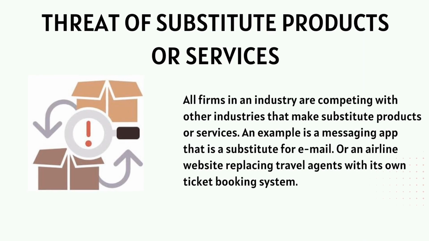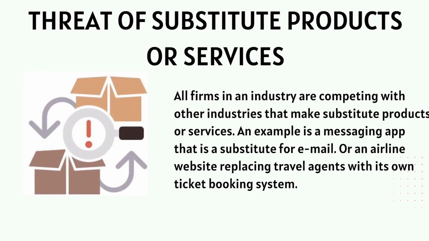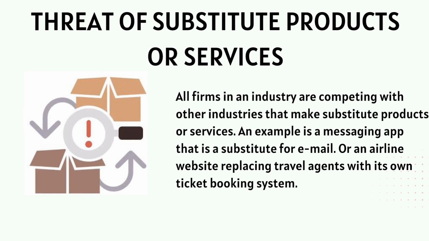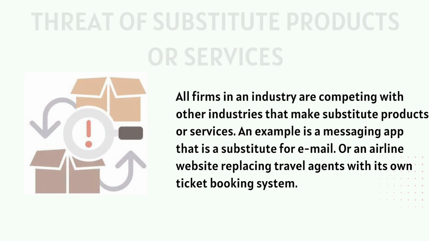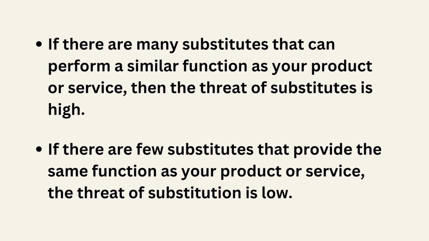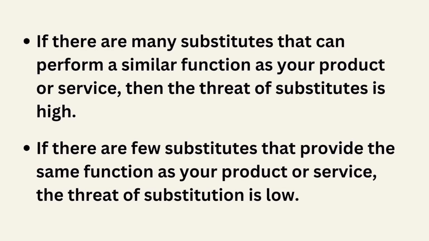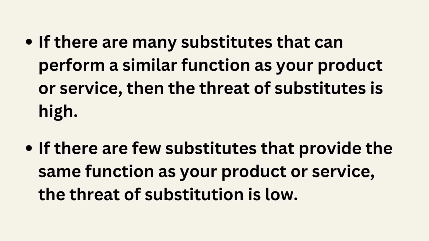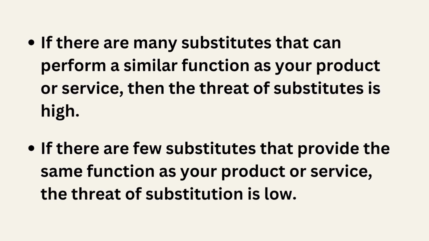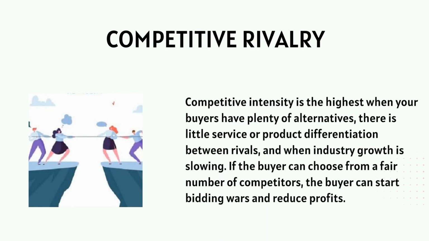Next is threat of substitute products or services. All firms in an industry are competing with other industries that make substitute products or services. An example is a messaging app that is a substitute for email, or an airline website replacing travel agents with its own ticket booking system. If there are many substitutes that can perform a similar function as your product or service, then the threat of substitutes is high. If there are few substitutes that provide the same function as your product or service, the threat of substitution is low.